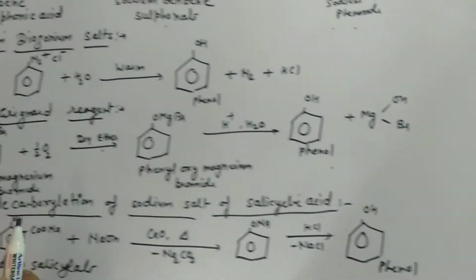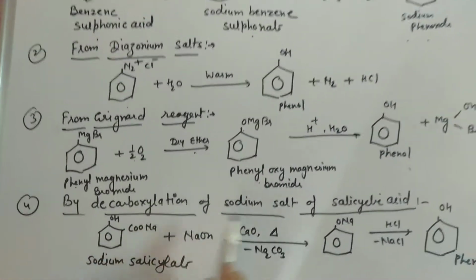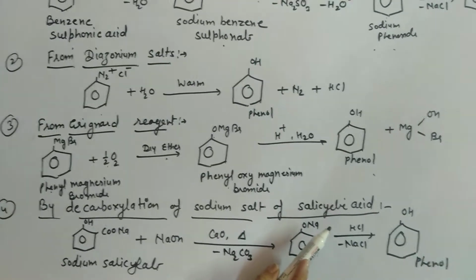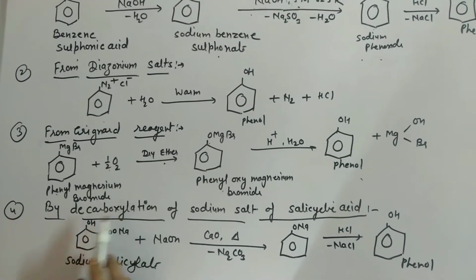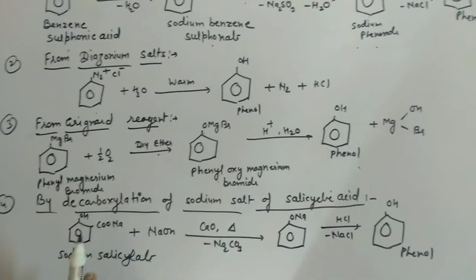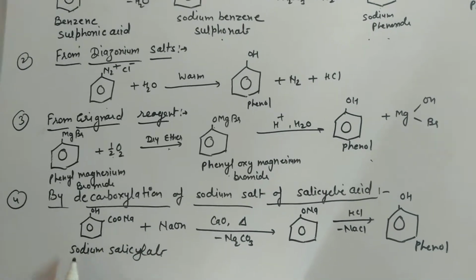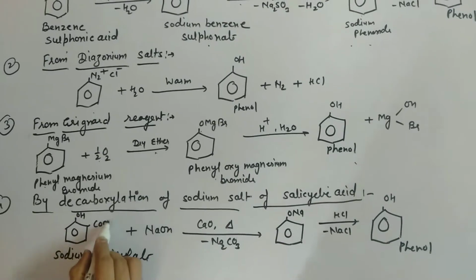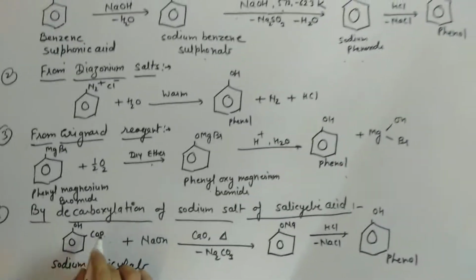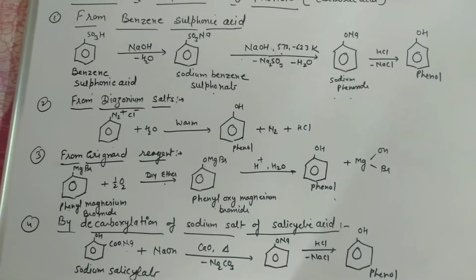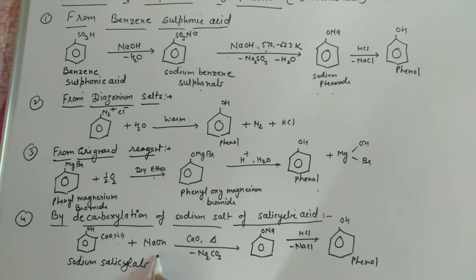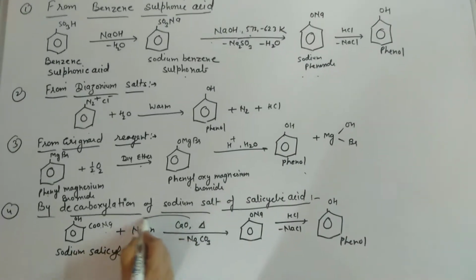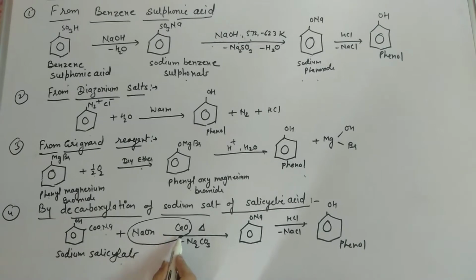And the next method is by decarboxylation of the sodium salt of salicylic acid. Decarboxylation: de means remove, carbo means carbon. So we take sodium salicylate. If we write H here, this is salicylic acid. When we write Na, this is sodium salicylate, which reacts with NaOH and CaO. This mixture is called soda lime, NaOH plus CaO.